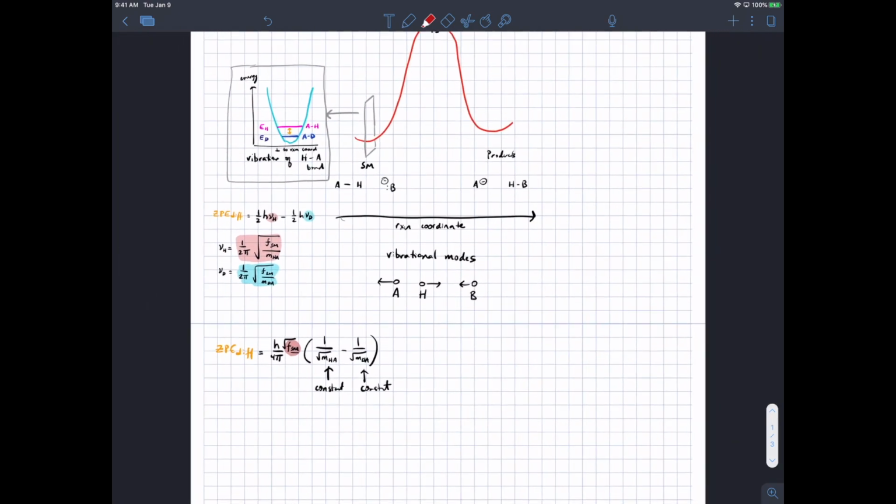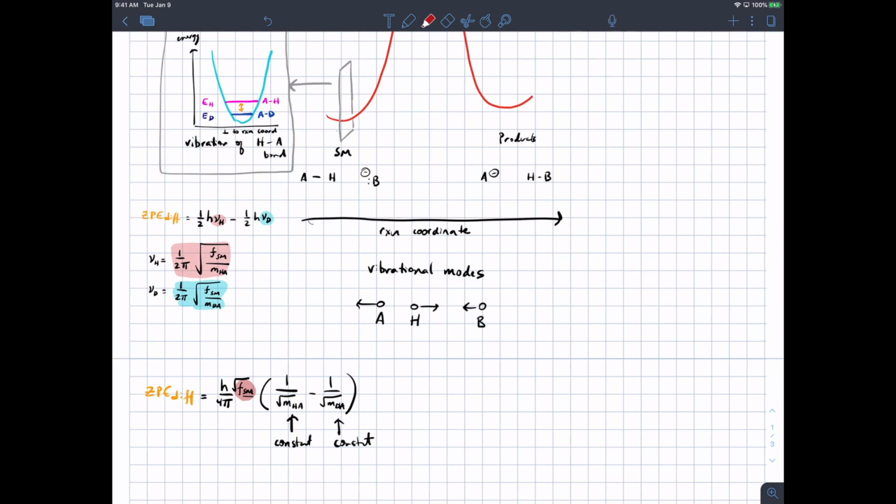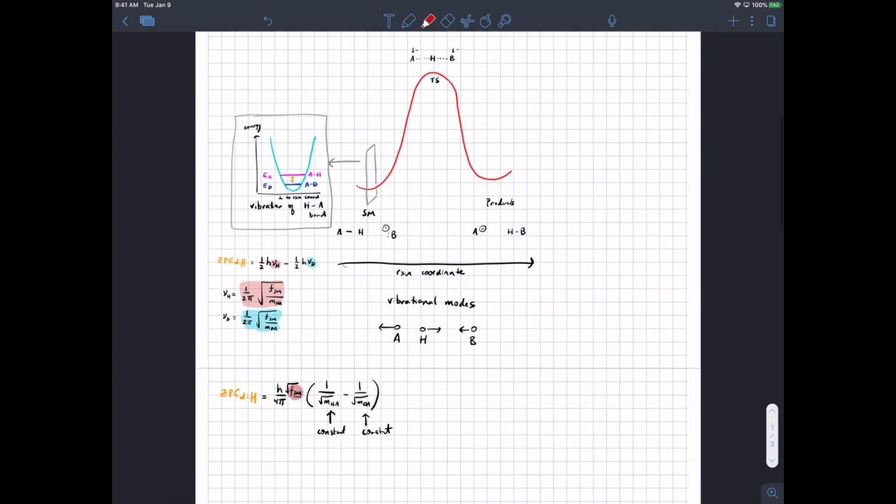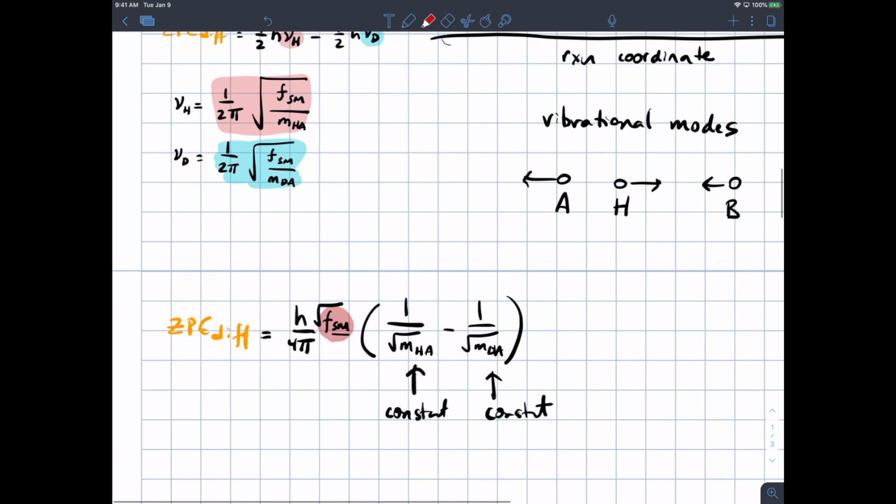Because when we get to the transition state, the vibration between the proton and atom A will have changed. It will have gotten different. The force constant will have changed. All right. So what I want to communicate by this math is just that your difference in zero-point energies for proton versus deuterium are related to the force constant for the vibration.